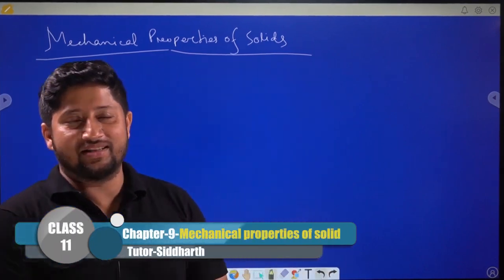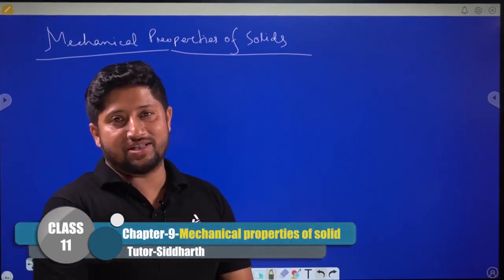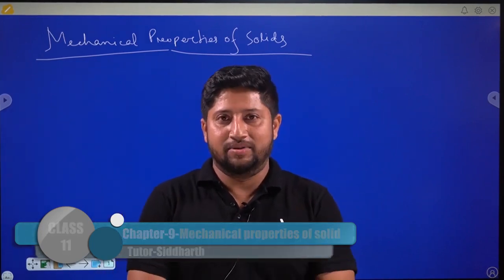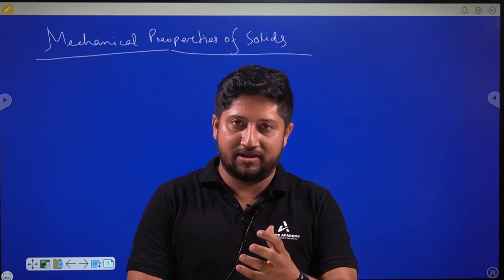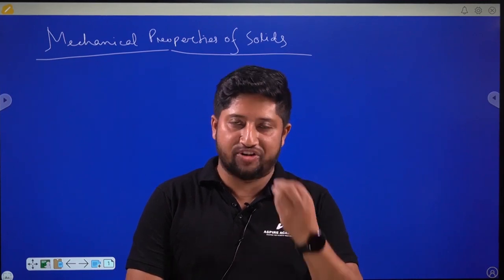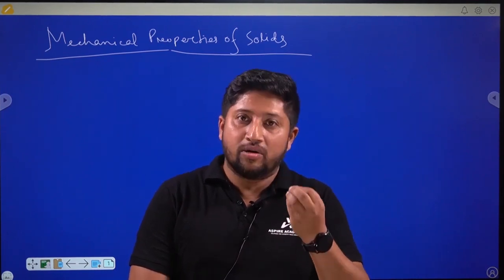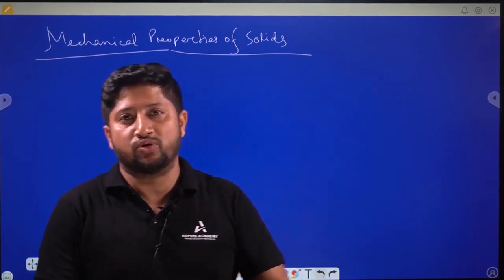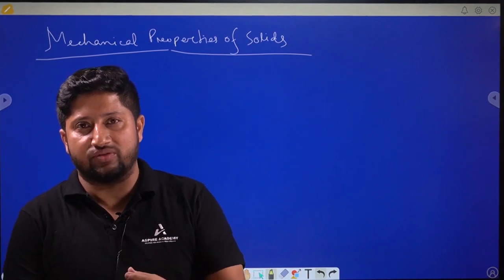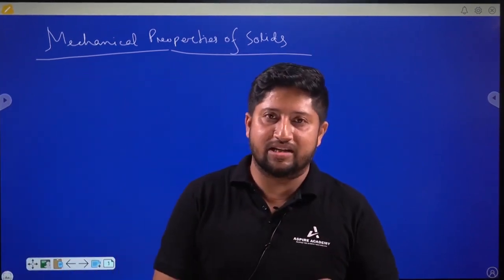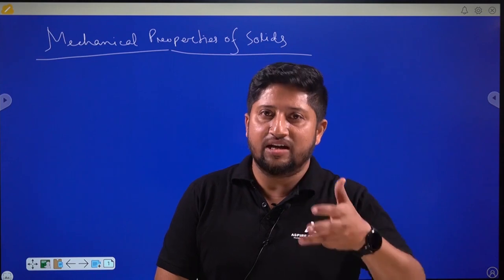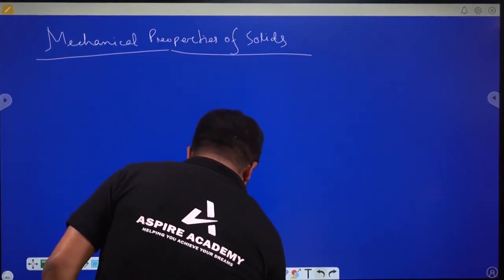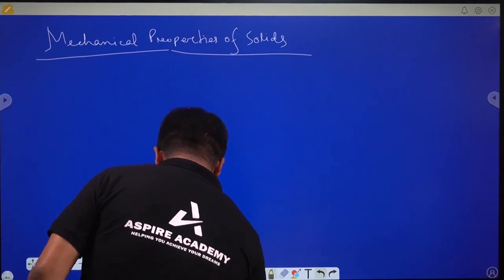I am Sidhartha. Today, in our last class, we discussed mechanical properties of solids up to Hooke's law. In this chapter we discussed stress, strain, Hooke's law, and modulus of elasticity. What is modulus of elasticity? There are three types: Young's modulus of elasticity, bulk modulus of elasticity, and shear modulus of elasticity. In our last class we discussed these three moduli of elasticity.